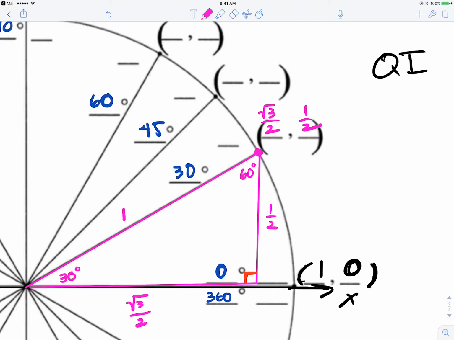Okay, does everybody see that? Based on the right triangle, this is a point that lies on the circle with a radius of 1. So I'm going to skip 45 for a second just so that we can still be in the 30, 60, 90 triangle. I'm going to switch this back to x.